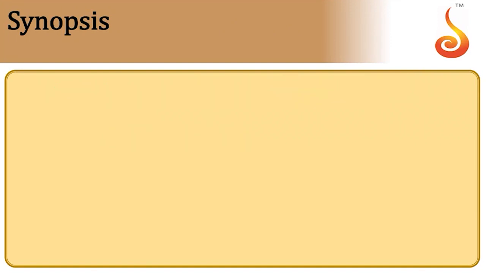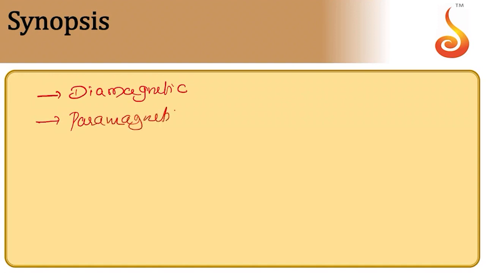Depending on these properties, the materials are classified into three different groups. We have diamagnetic materials, we have paramagnetic materials, and we have ferromagnetic materials.